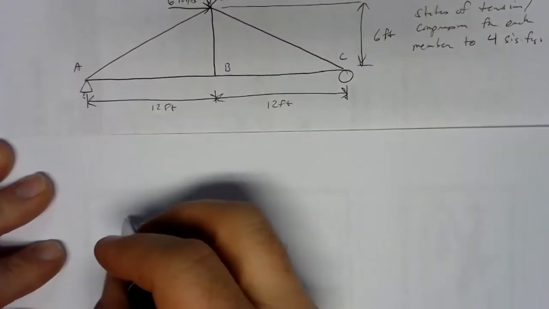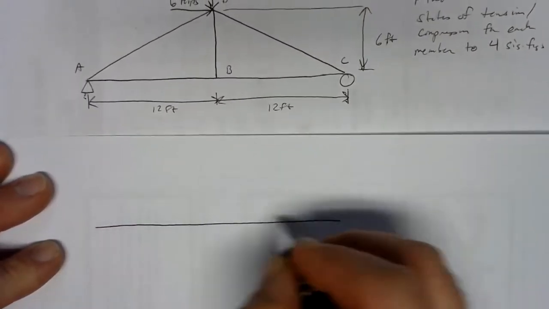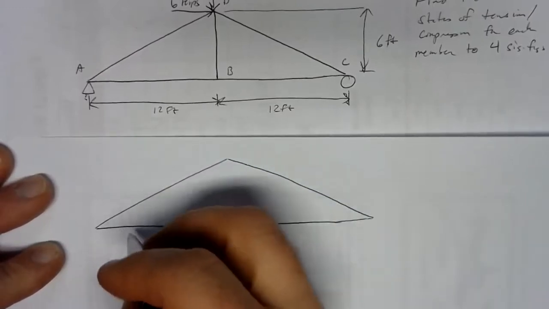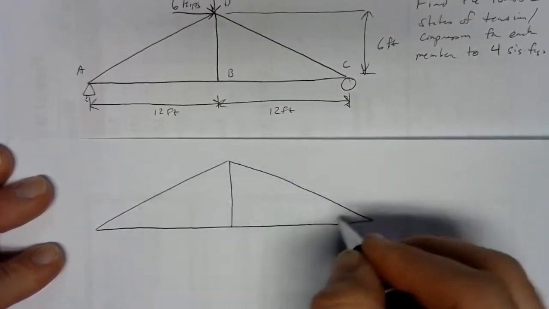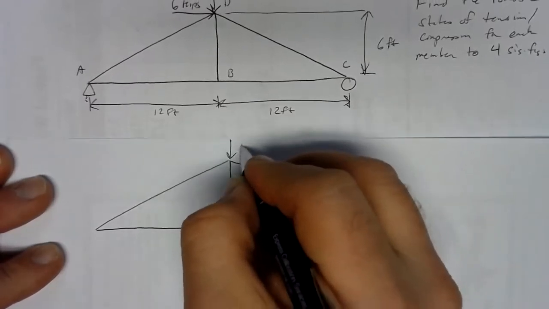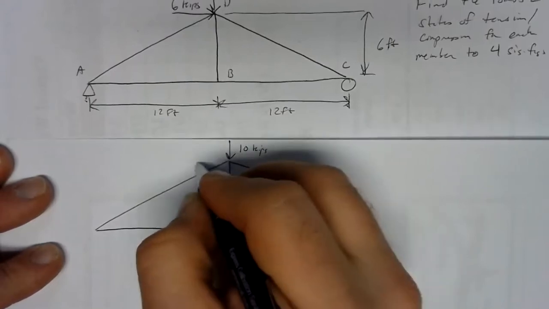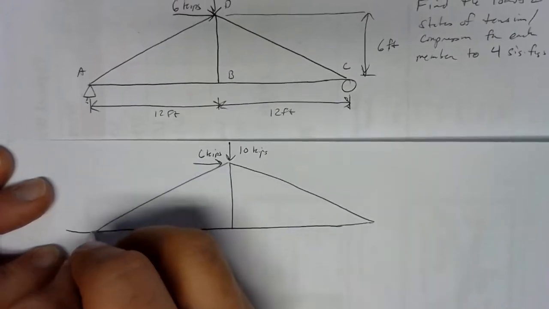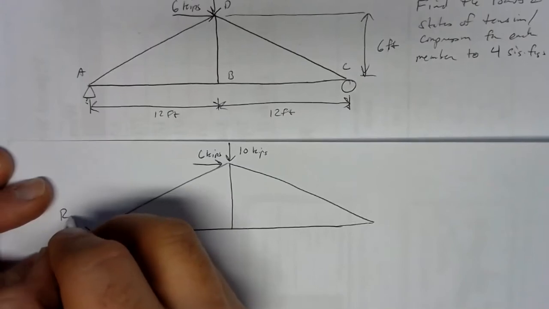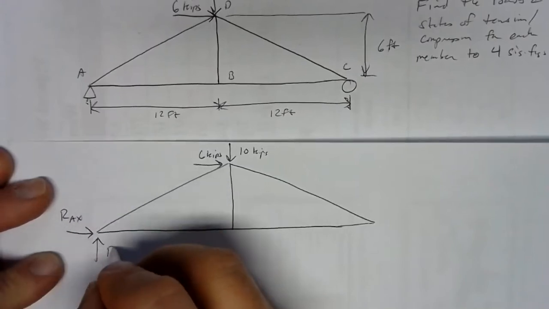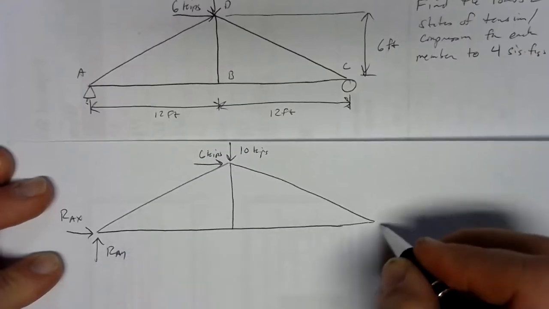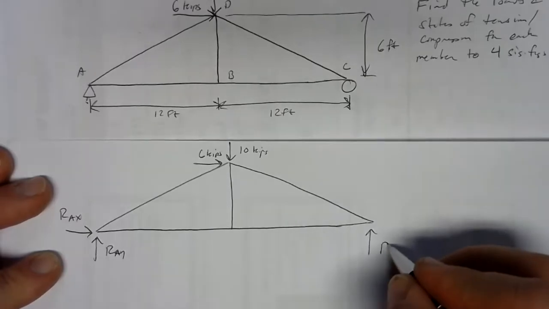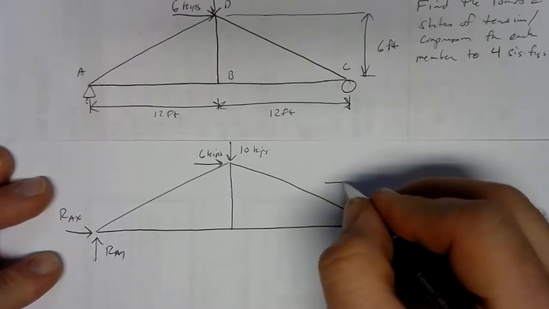So we'll sketch a free body diagram. We don't really need any of the details of the internal structure of the truss to solve the external problem. We just need our externally applied loads and our support forces. So here at joint A, I've got RAX and RAY. Over here at the other end, which I've labeled joint C, we've got a roller. So we've got RCY.